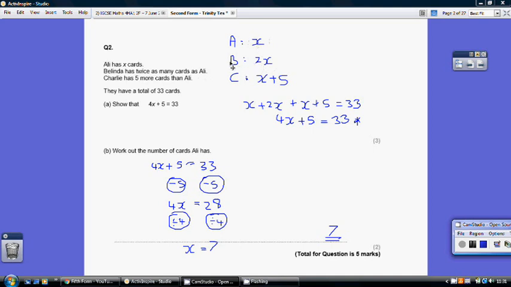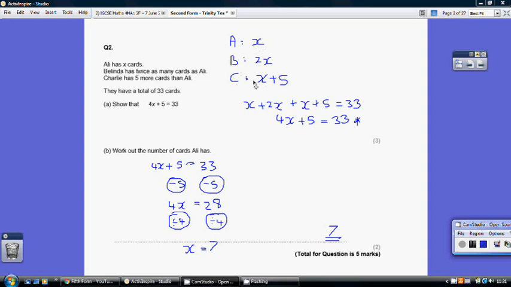So how do we work out how many Belinda's got? We double whatever Ali's got. So we double x, which is 2x. Now with Charlie, we're told he has 5 more cards than Ali. So make sure you read the question carefully. It's 5 more than Ali. Well, Ali has x, so however many Charlie has is just x plus another 5.